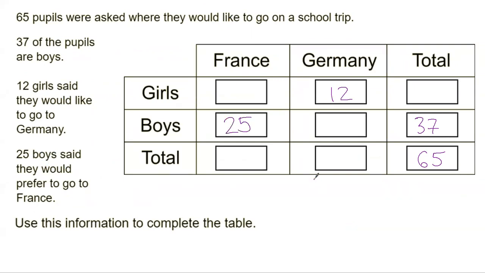Is that it? That's all we can get. The rest of the table now, can't we? Boys with the 25 said they prefer to go to France, and there's 37 in total. That must mean that is 12, because 25 add 12 is 37. Add them, that's 24.